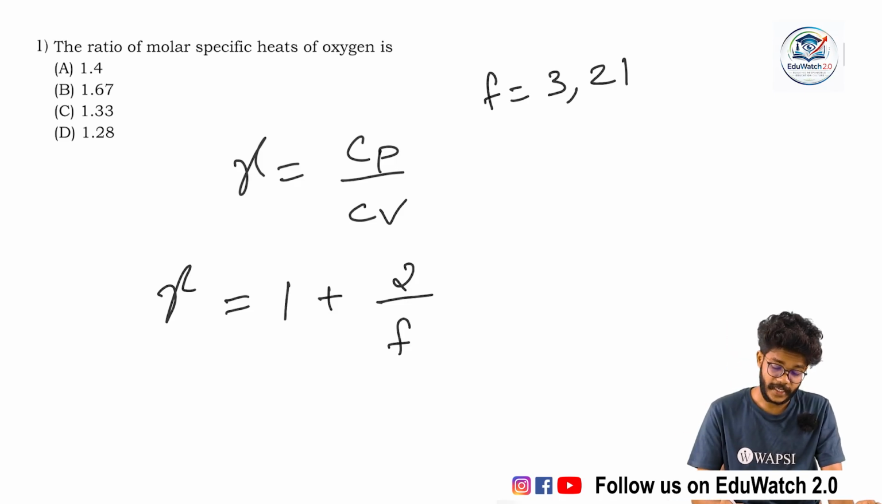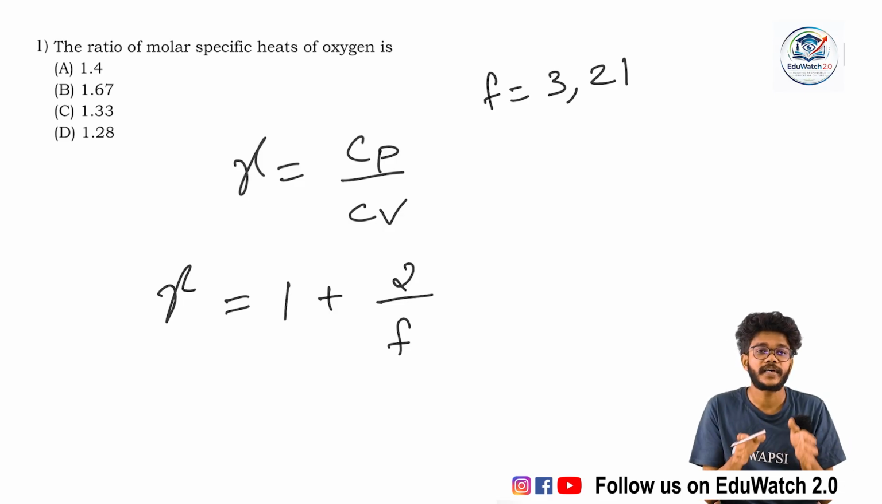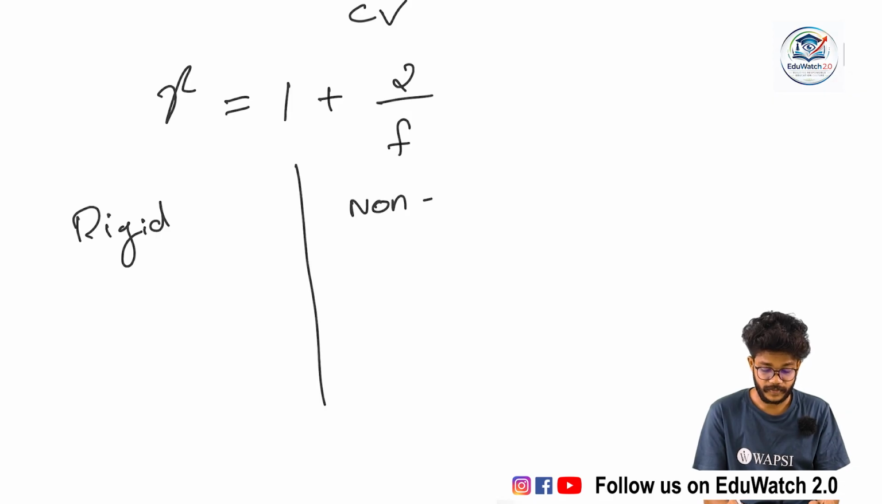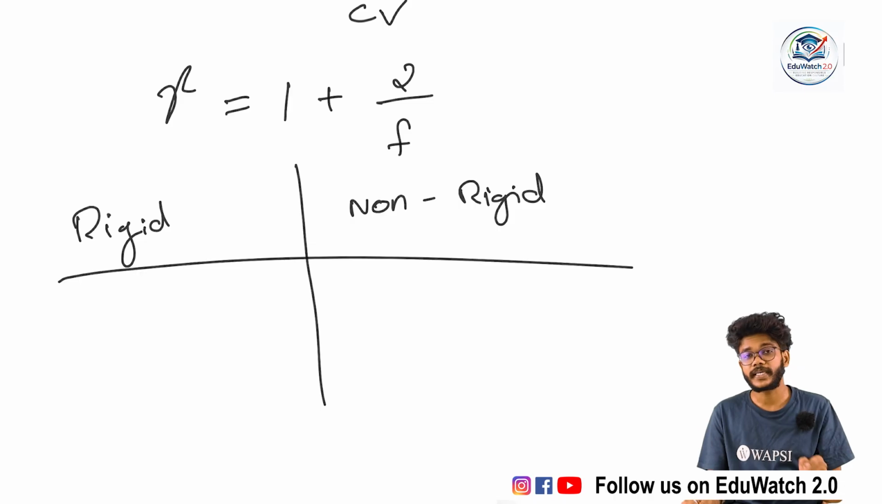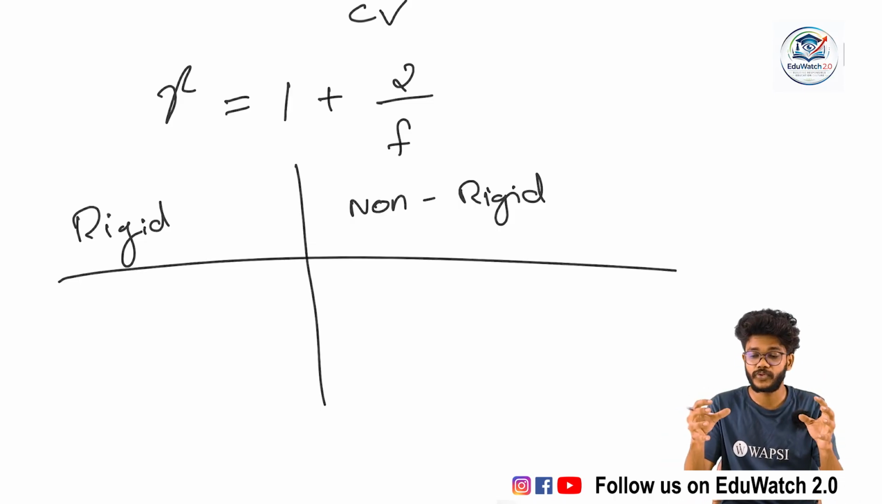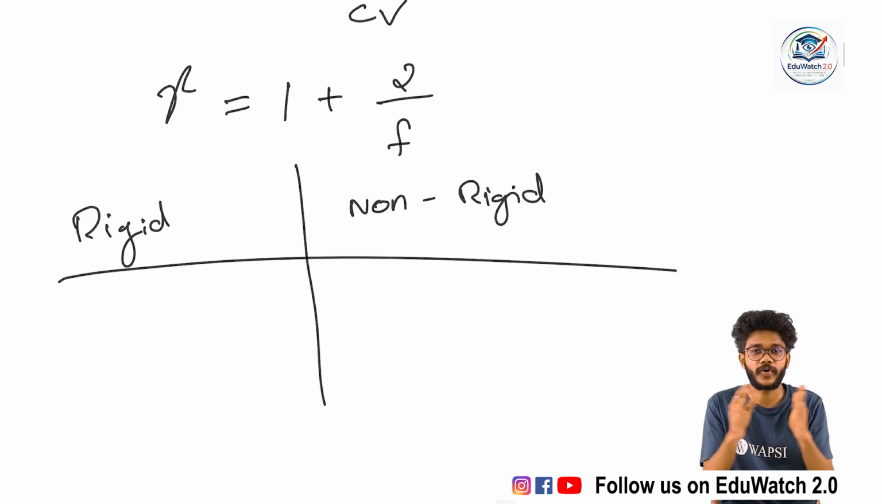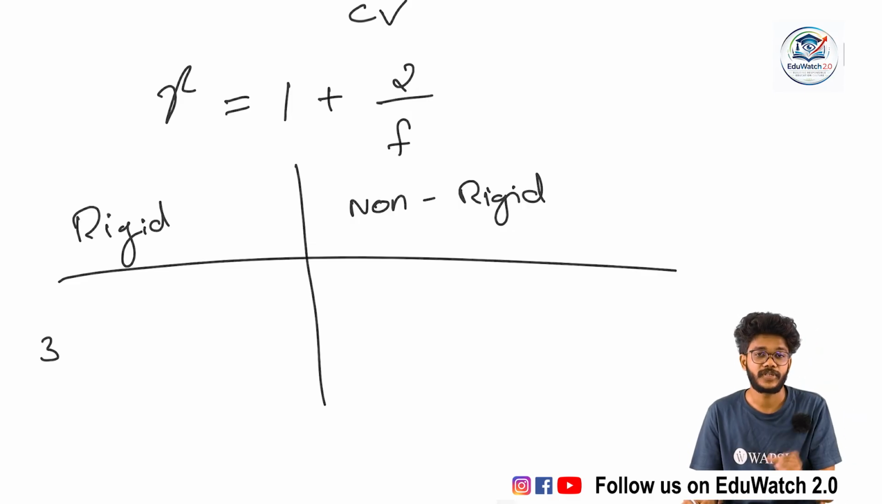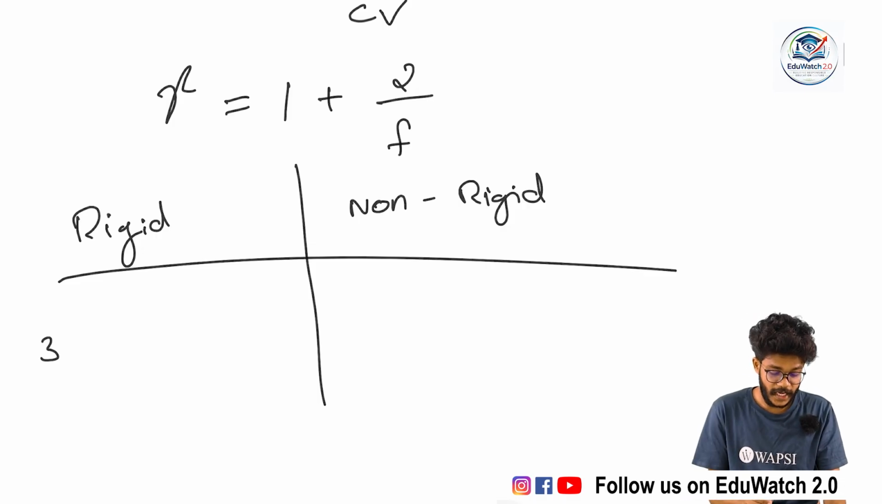But in case of diatomic, we can classify diatomic molecules into 2 sections. The first is rigid and the second is non-rigid. In a rigid diatomic molecule, the 2 atoms are not allowed to move away from each other, so no vibrations are allowed. So 3 translational, like in 3 dimensions for monoatomic, the 3 is the degrees of freedom.